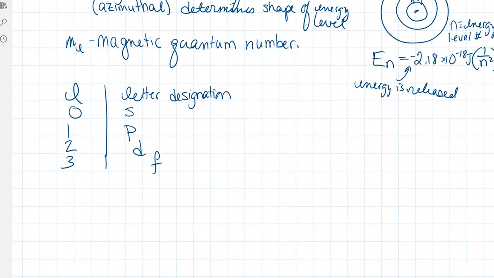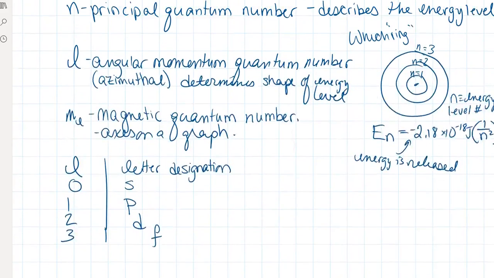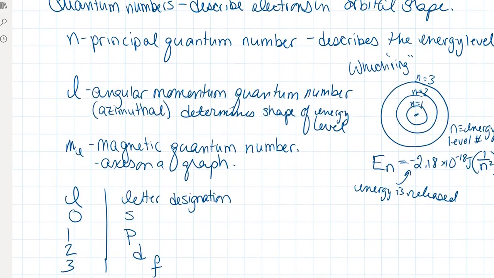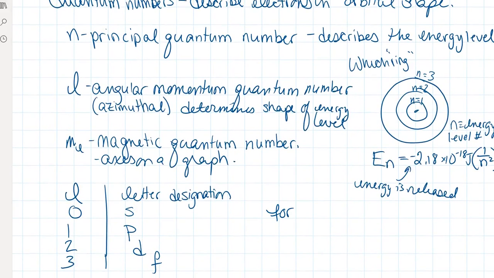And lastly, our m sub L quantum number, my magnetic quantum number, tells me the orientation of this orbital, helps me determine what axes we're looking at to make this work. And there are a couple important things to keep in mind for quantum numbers to be valid.